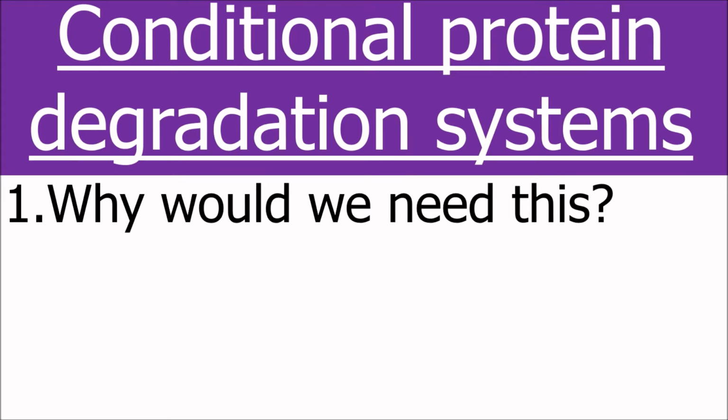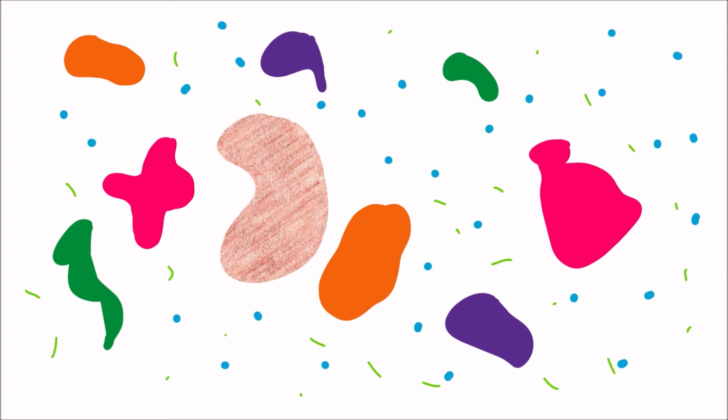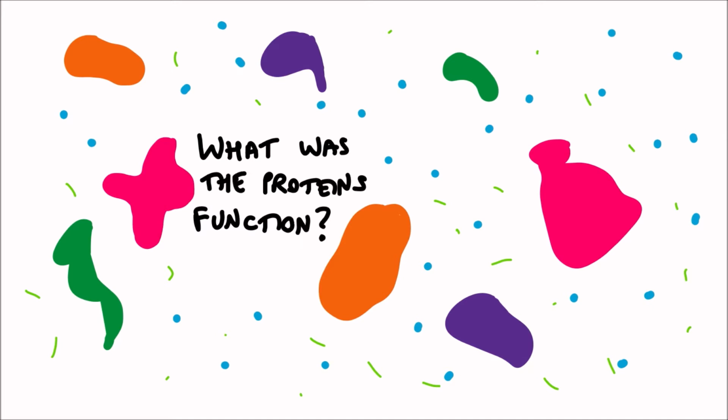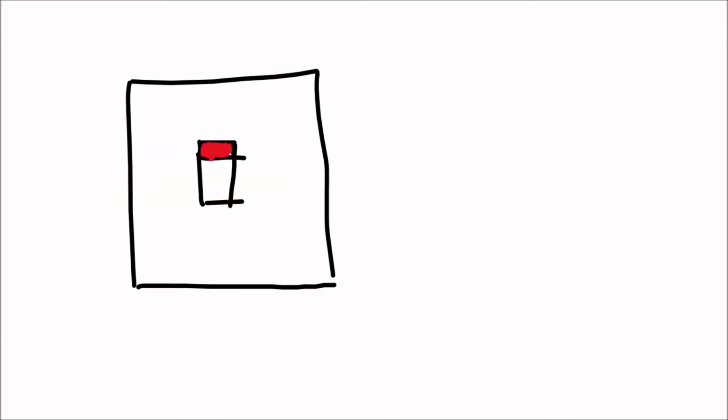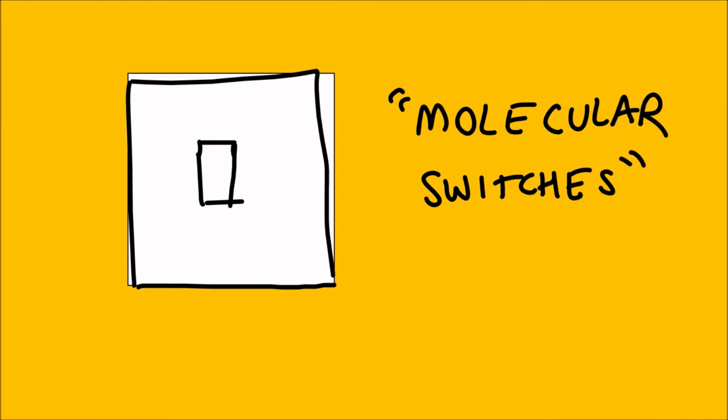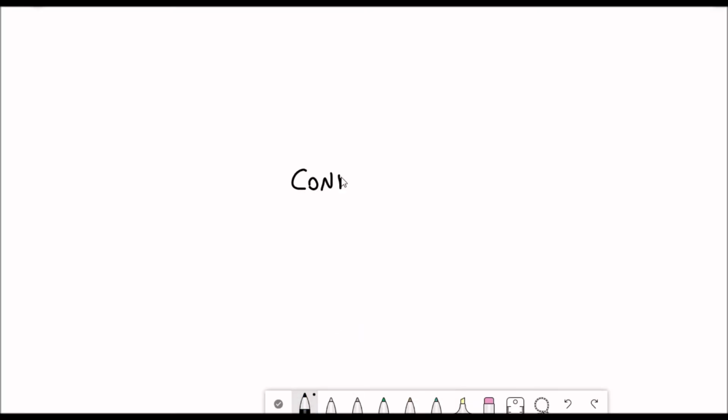As I've somewhat already explained, why would we need to do this? Likely one of the most common applications of these conditional protein degradation systems is to understand the function of a protein of interest in vivo. We can do this by having a system that enables us to either remove or bring back this protein to see the cellular phenotype with and without it. These systems have been referred to as molecular switches because they are tools that enable us to study a protein when it is and isn't there.